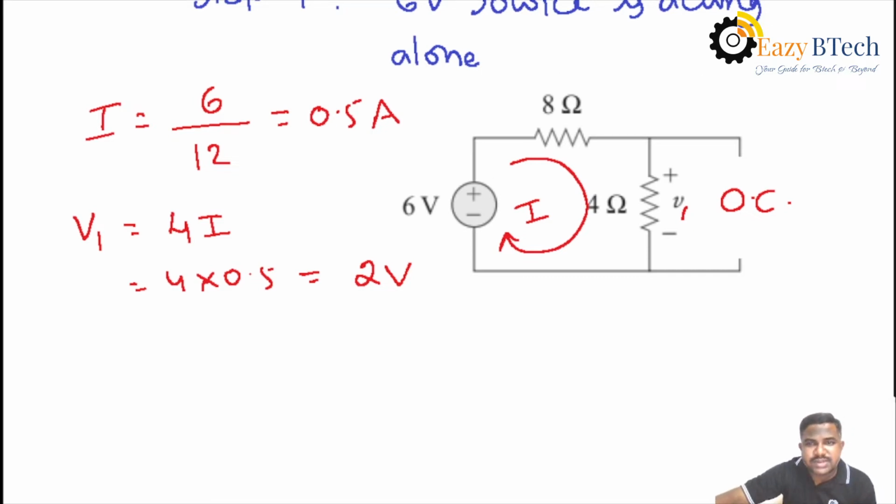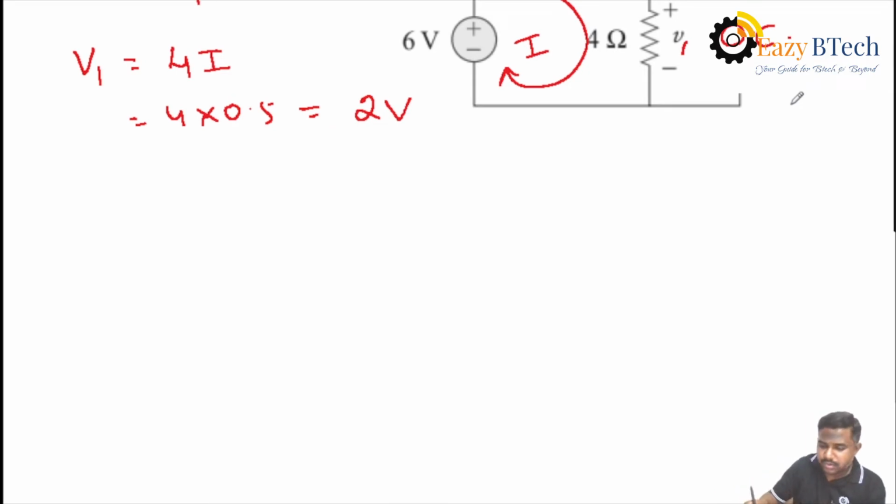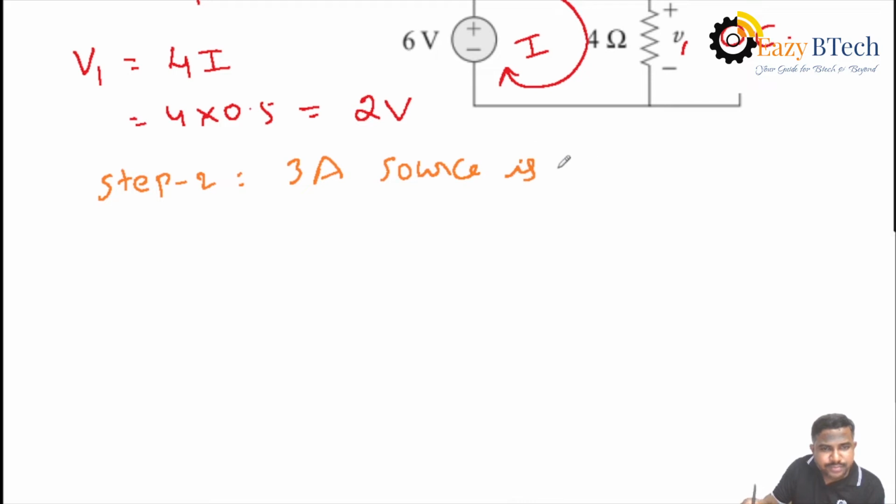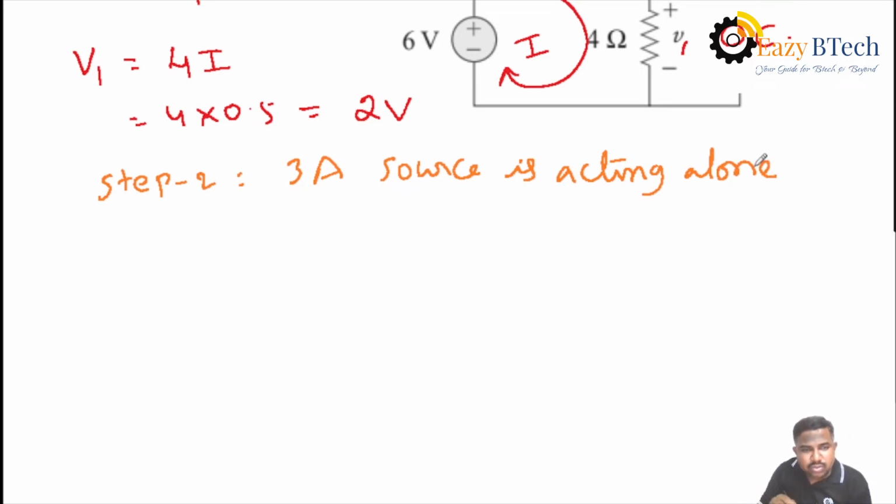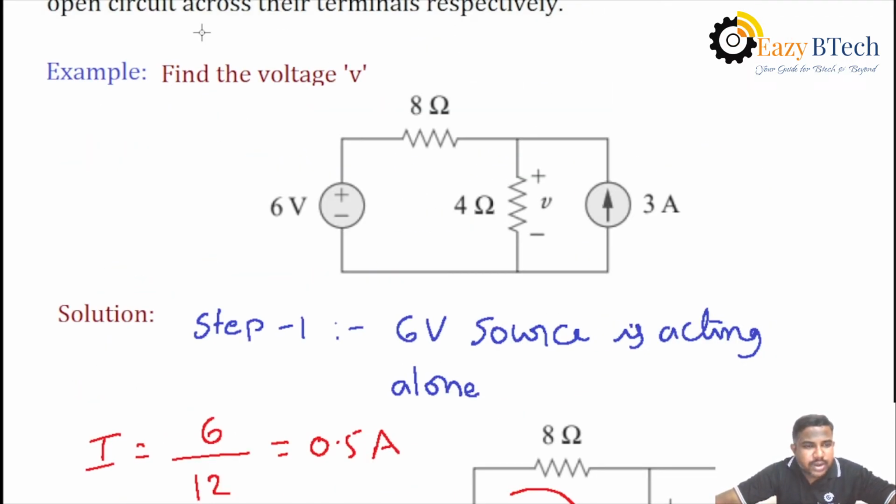Similarly, what is the second step? We have to consider only the current source here. What is step 2? The 3 ampere source is acting alone. What is the meaning here? You consider only the current source and eliminate the voltage source. That is the second step. Then again you draw the equivalent circuit from the given circuit.